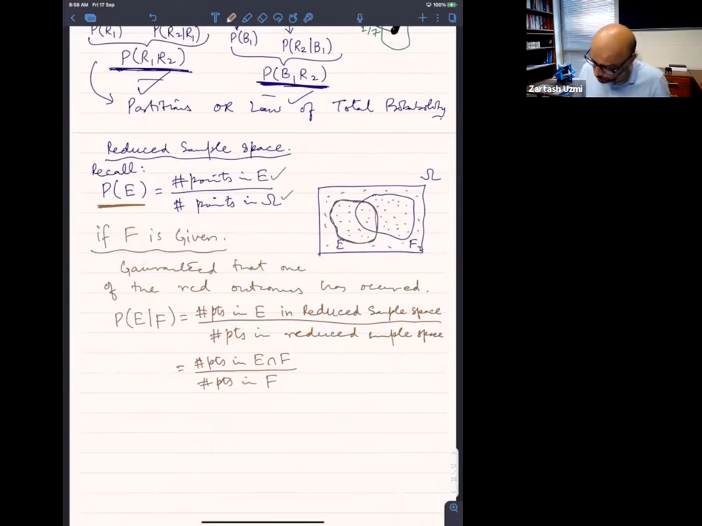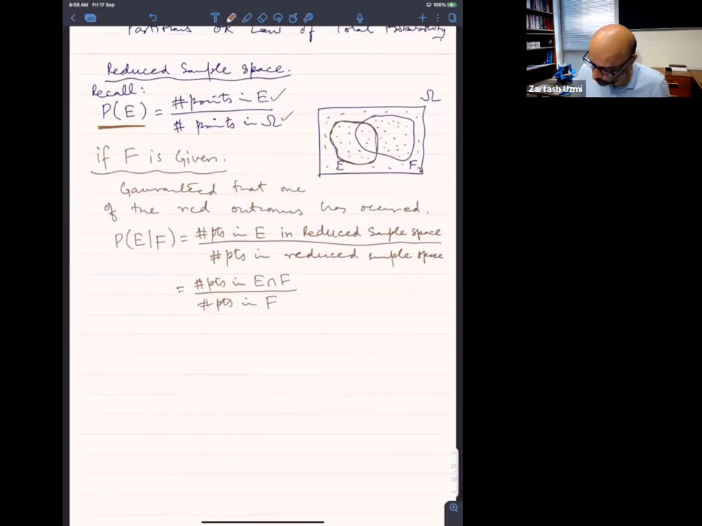Now what I can do is I can divide both of these by the number of points in omega. दोनों को divide कर सकते हैं. It's not unfair. So इसको divide किया number of points in omega और इसको भी divide किया number of points in omega. It's not unfair. कुछ भी नहीं change लेकर आए.